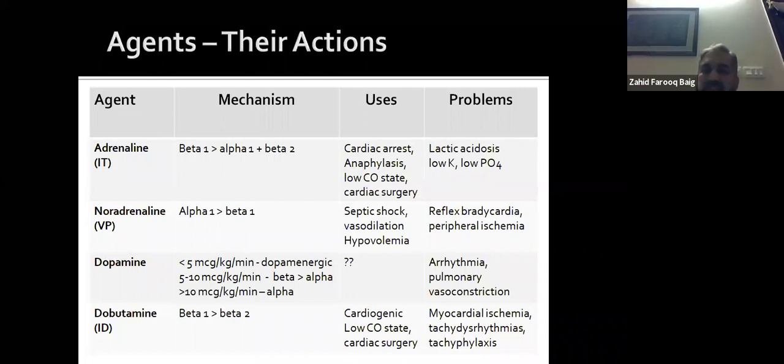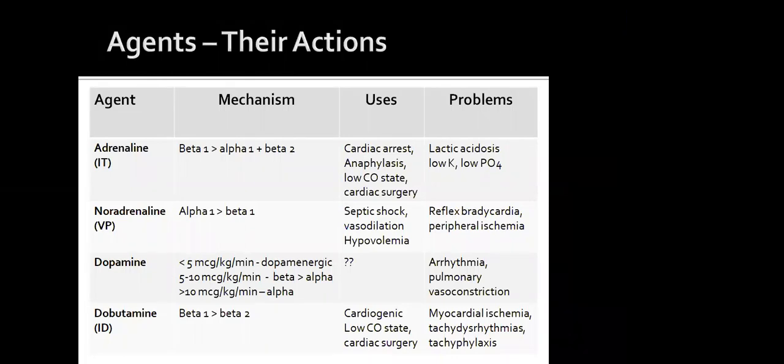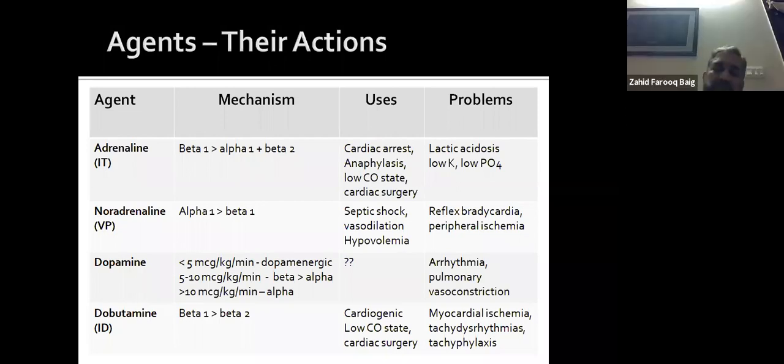Dopamine has different effects at different doses. At less than 5 micrograms, it acts on dopamine receptors. At 5 to 10, it acts on beta receptors, causing an increase in cardiac contraction, and at more than 10 it acts on the alpha receptors, causing vasoconstriction. The biggest problem with dopamine is arrhythmias, so its use has basically decreased now. It can be used as a second agent to noradrenaline for septic shock.